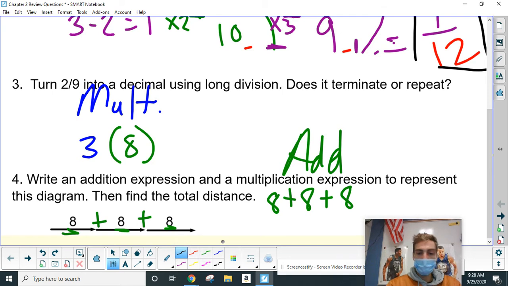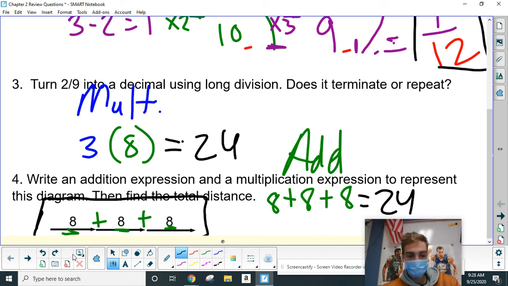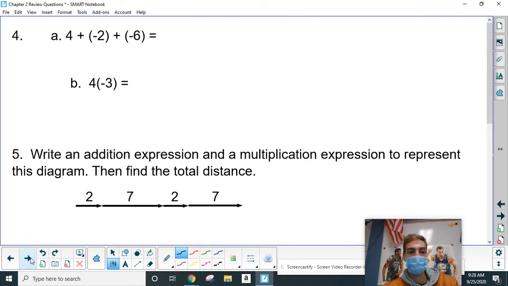Now if you notice, each gives me 24, which makes sense, right? This here, if I go forward 8 3 times, it's going to give me 24 feet in total, no matter whether we write it as multiplication or addition.